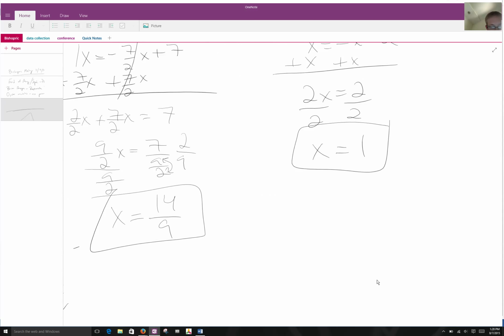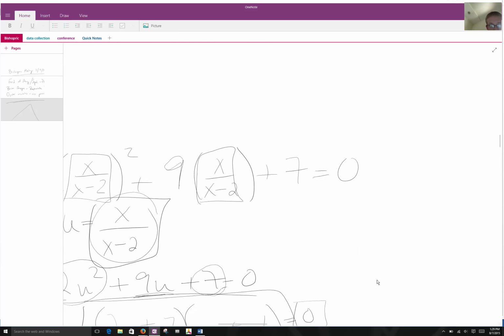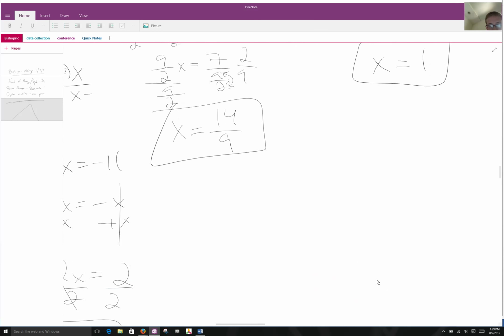Okay, we did a lot of work, but it's pretty straightforward. Just substitute in for u. Once you get u's, substitute back in for x, and then you're done.